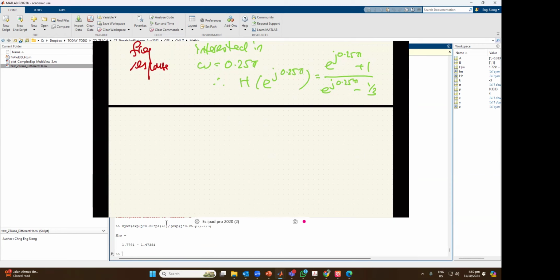All right. That's some lousy rectangular number. 1.779 minus 1.4738 j. What must I convert to, guys? What form? So I want to do polar form. So it's absolute of H of e to the j omega. Answer is 2.331. And the angle is minus 0.69.